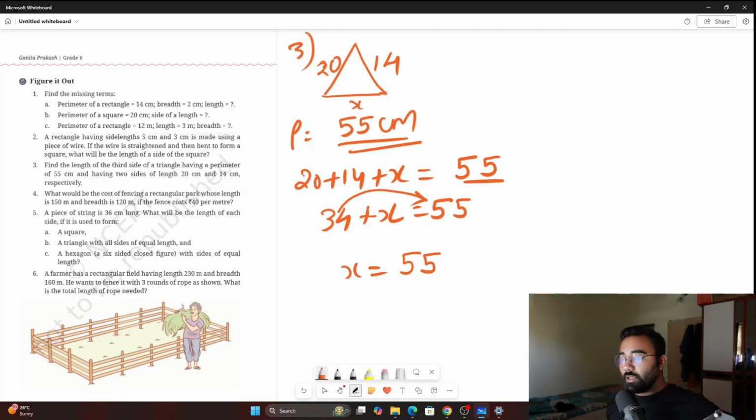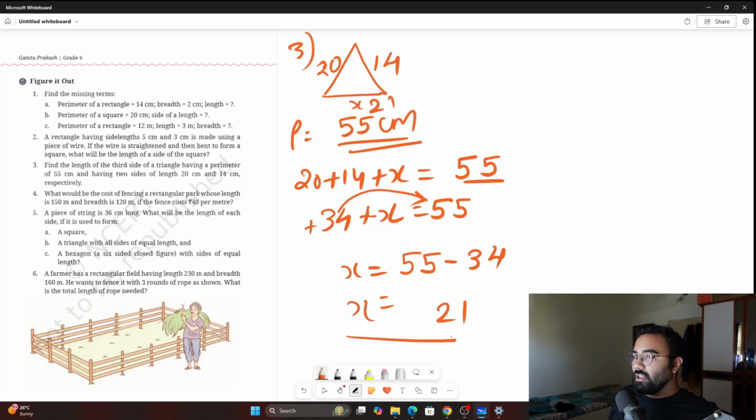x remains here as well. Now 34 over here had a positive sign. So if it is moving from LHS to RHS, it will have a negative sign. So this should give you 5 minus 4, 1, 5 minus 3, 2. So x should be equal to 21. So the third side of the triangle is 21. This was question number 3. Pause the video if you need to understand it in a better way. We move ahead to question number 4.